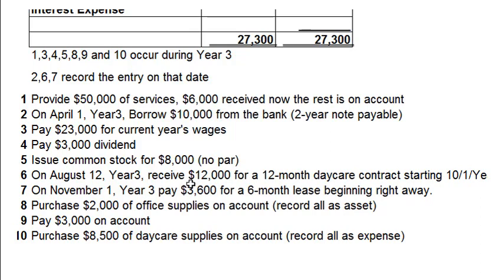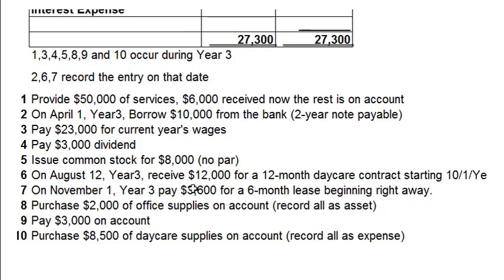Is this revenue, or is this something else? Under the accrual method of accounting, we record revenue for the goods and services provided during the current accounting period. So in this case, since it's a 12-month contract that starts on October 1st of year 3, we will provide some of these services in the current accounting period, and the rest of them will be provided in the next accounting period. There would be multiple ways to record this transaction.